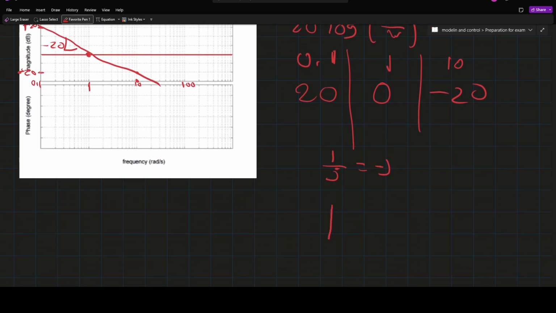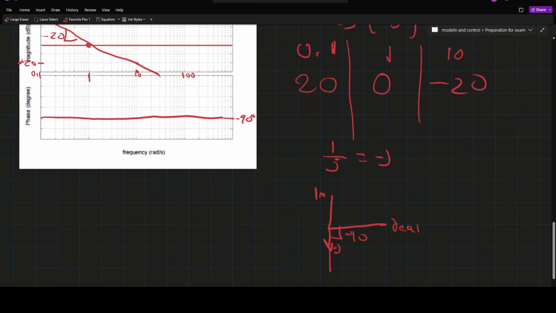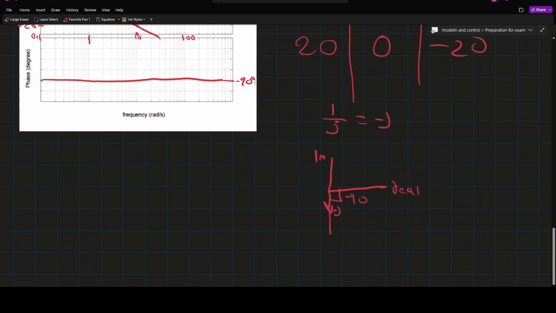If we look at our real and imaginary plane, we know that it's going to be down here at minus j, so it's going to be minus 90 degrees, and that's what we're going to put over here. It's minus 90 degrees for the whole frequency range.